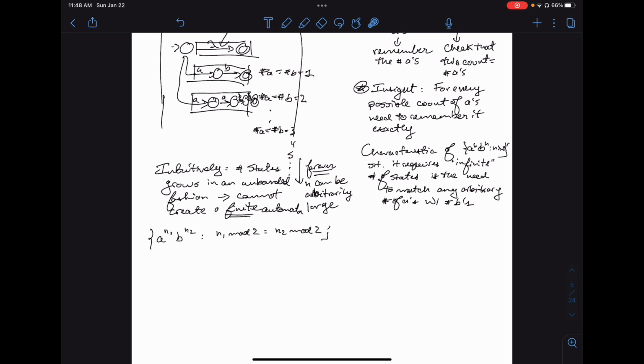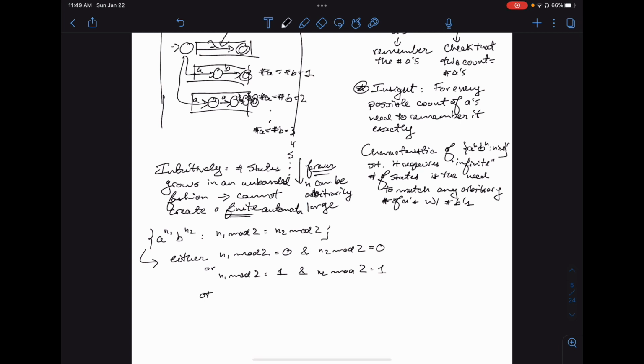Either an integer mod 2 is 0 or it is 1. And so the FA that you need to build to accept this language: there's still an equality here, but now you don't have to remember an arbitrarily large number of things. You don't need an unbounded amount of memory. In fact, the amount of memory you need is bounded, because there are two cases to consider. Either N1 mod 2 is equal to 0 and N2 mod 2 is equal to 0, or N1 mod 2 is equal to 1 and N2 mod 2 is equal to 1. Otherwise, you just reject any other string.